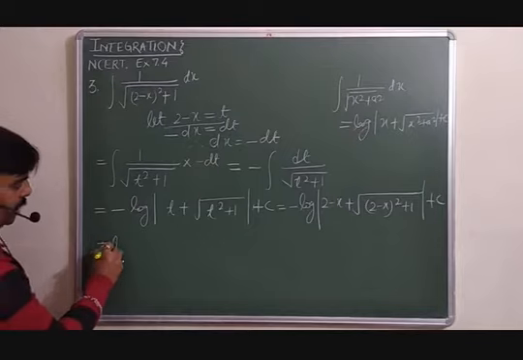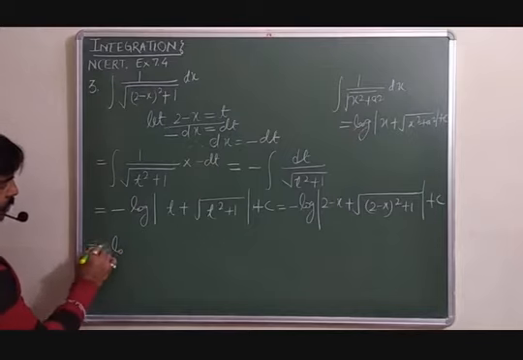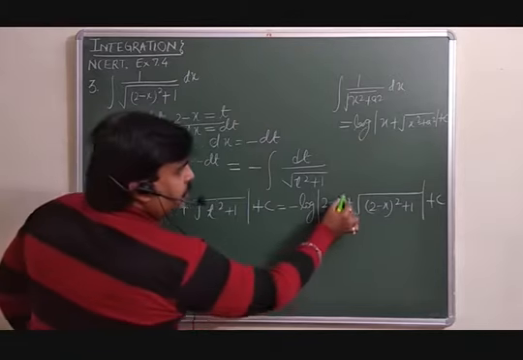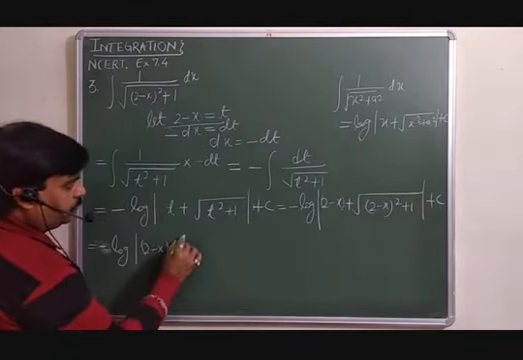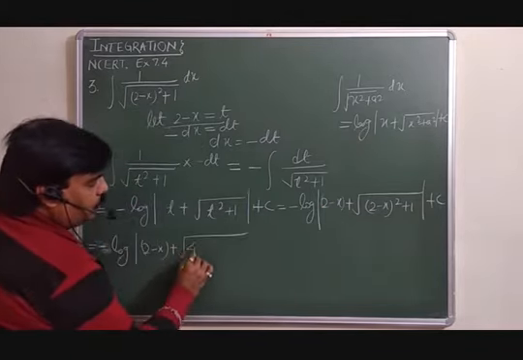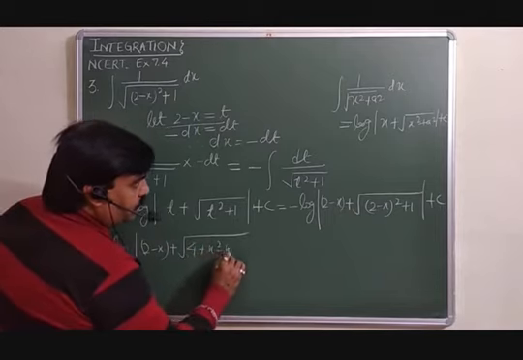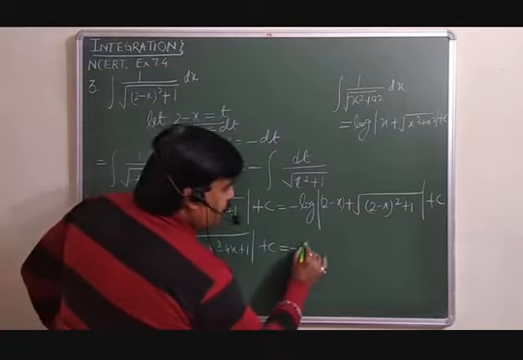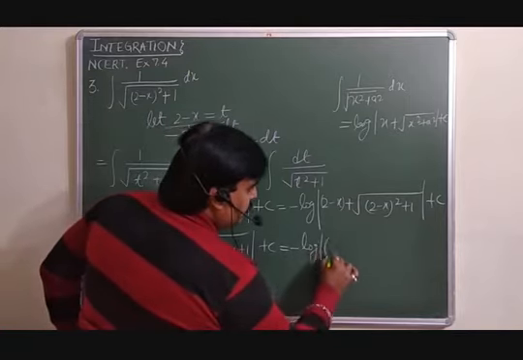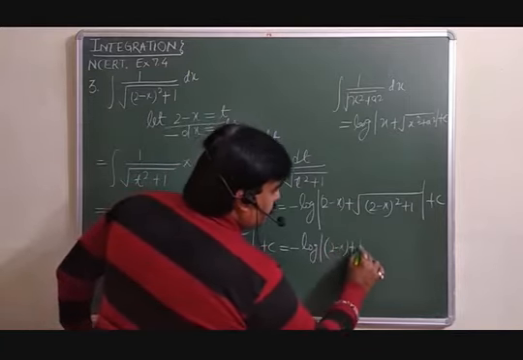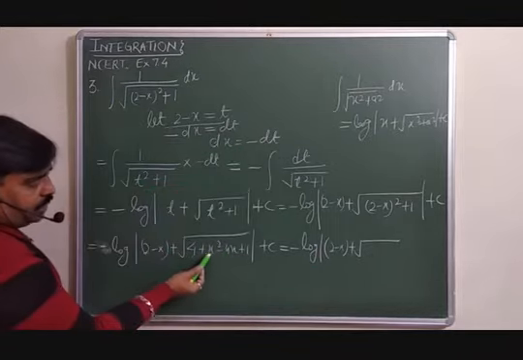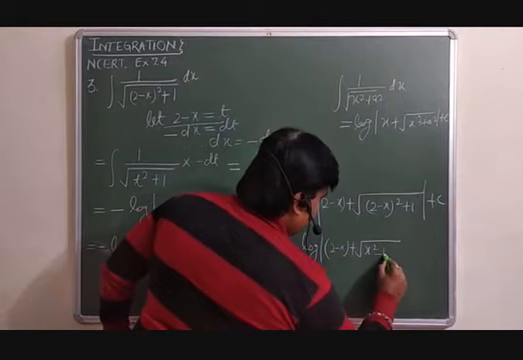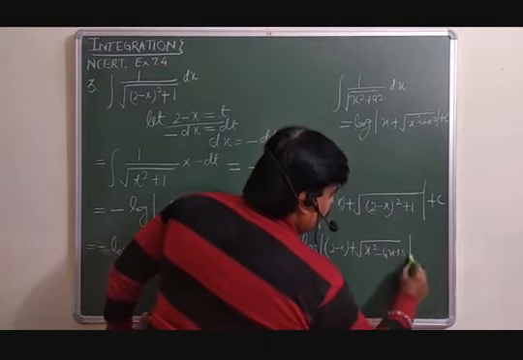So this is minus log of 2 minus x plus under root. You can expand this: 4 plus x square minus 4x plus 1, plus c. This is minus log of 2 minus x plus under root, this can be written as x square minus 4x plus 5, plus c.